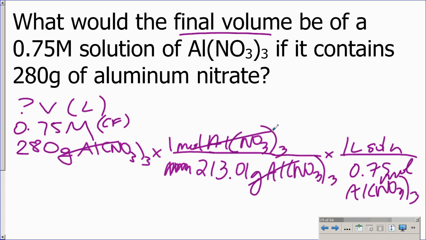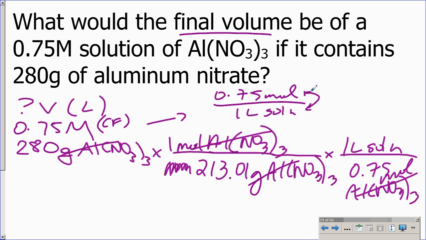So moles of aluminum nitrate cancel. Basically molarity is 0.75 moles of aluminum nitrate over 1 liter of solution. We just flipped it to get liters on top, which is the easiest step to do. Then you would just calculate across, and you get your liters of solution, which I still don't have in front of me for some reason.